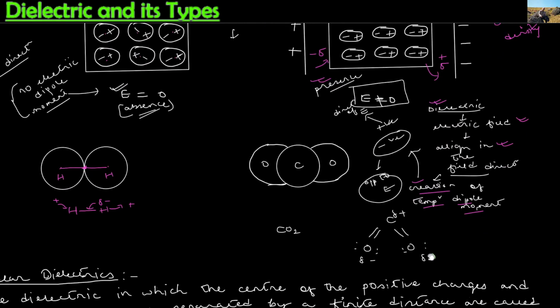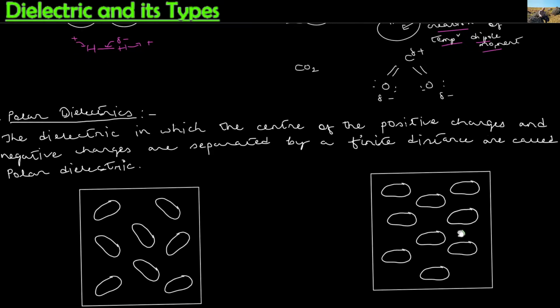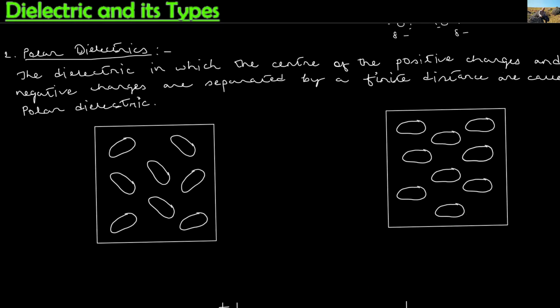Now let us move on to polar dielectrics. From the word polar itself, there will be positive as well as negative charges at the two ends. In polar dielectrics, the centers of the positive and the negative charges are separated by a finite distance.